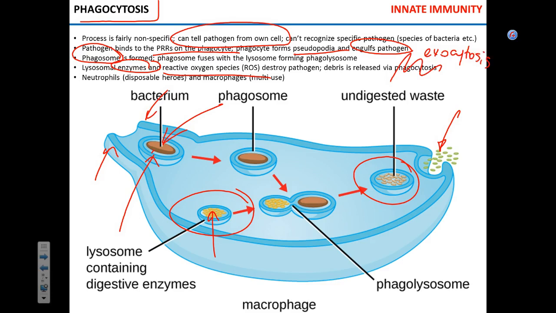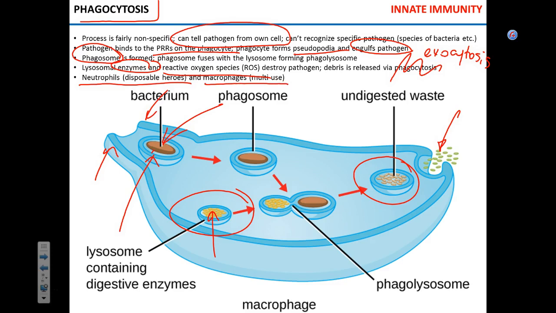And there are two types of phagocytic cells, as I mentioned before. Two main types for which phagocytosis is the main mode of action. Those are neutrophils, which die in the process of phagocytosis, and macrophages, which survive.